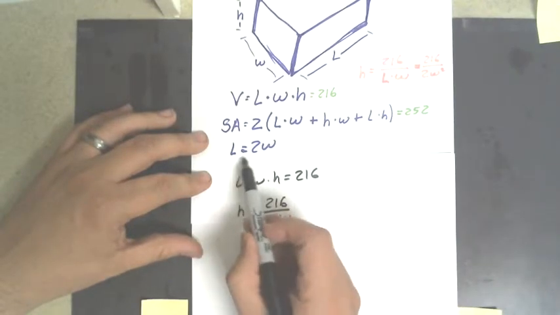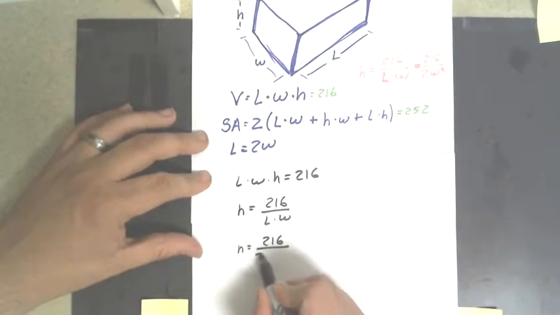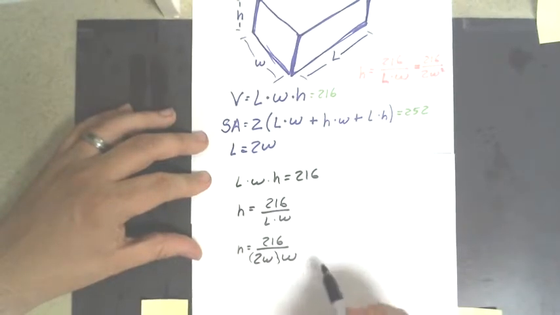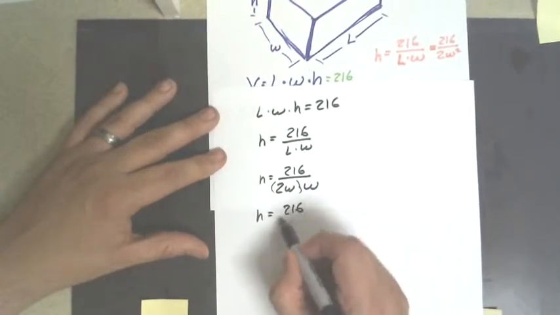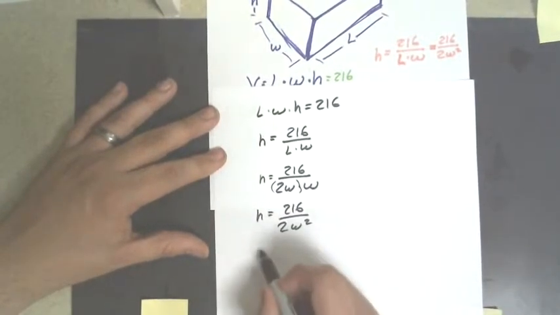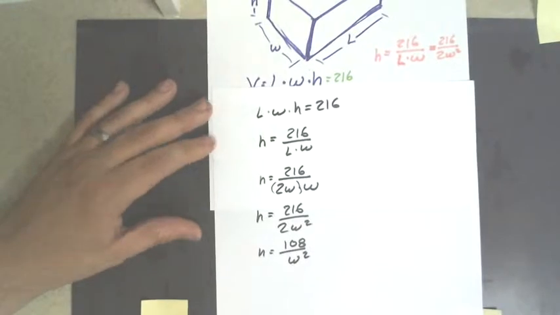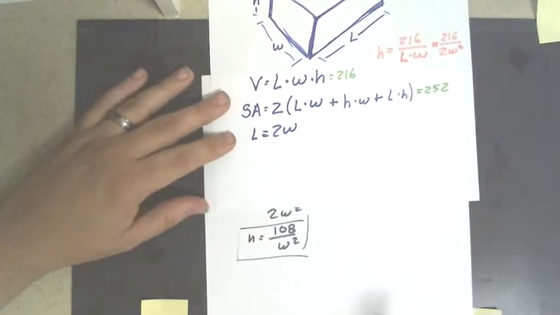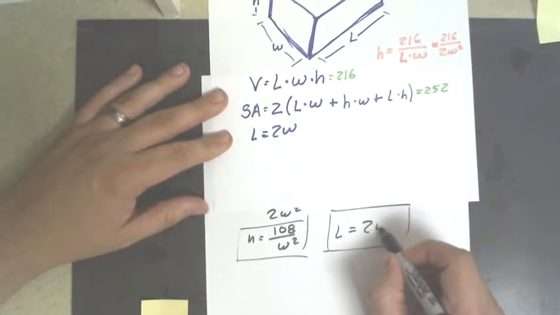But since we also know L is equal to 2W, I'm going to let that L equal 2W, and we get 216 over 2W times W. So this L became 2W. And that's going to give us a height equal to 216 over 2W squared. Pull those fractions down and get 108 over W squared. So wherever we see an H, we can replace it with that. Wherever we see an L, that L can be replaced with 2W.